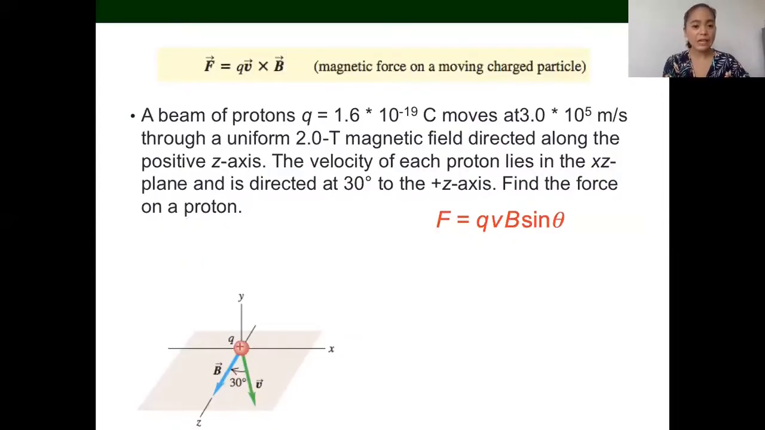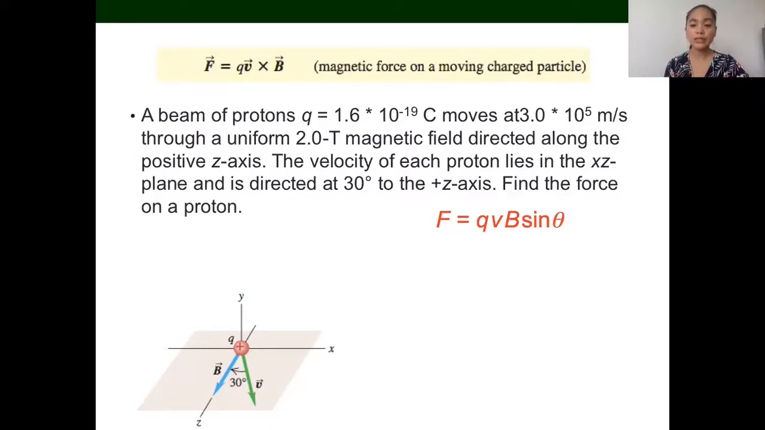So we have here a beam of protons with a charge of 1.6 times 10 to the negative 19 coulombs moving at 3 times 10 to the 5th meters per second through a uniform 2.0 Tesla magnetic field directed along the positive z-axis. The velocity of each proton lies in the xz plane and is directed at 30 degrees to the z-axis. Find the force on the protons.